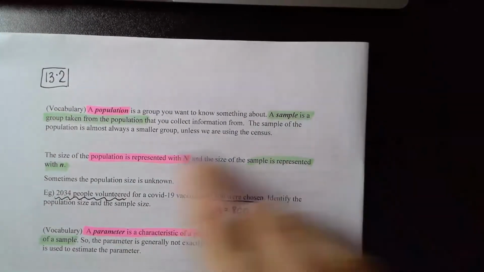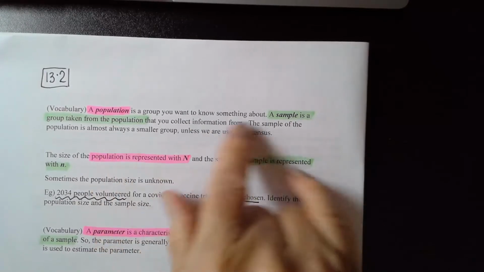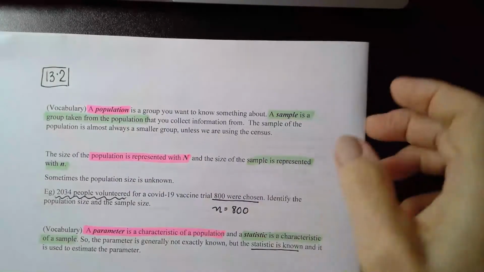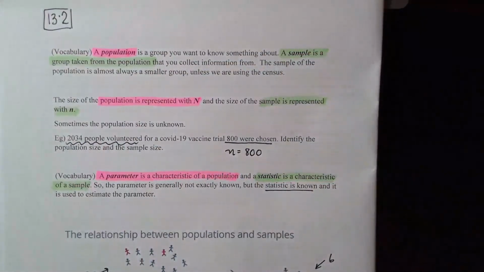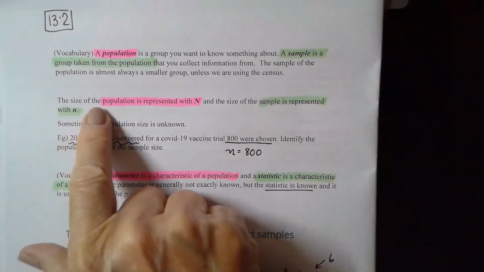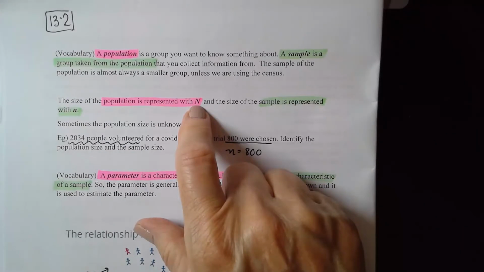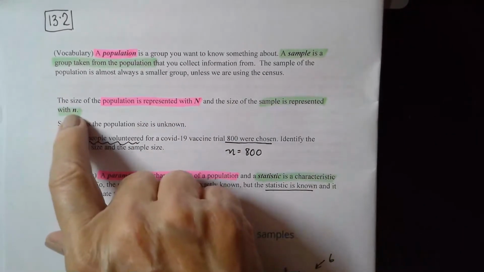Okay? Population is usually a smaller group, so we could say our population is all the girls at St. Monica's. That could be a population, unless we're using a census, and then it's everybody in a country. The size of the population, the big group, is represented with a big N. So if we're talking about everybody at St. Monica's, that would be N, and the size of the sample is represented with a little n.